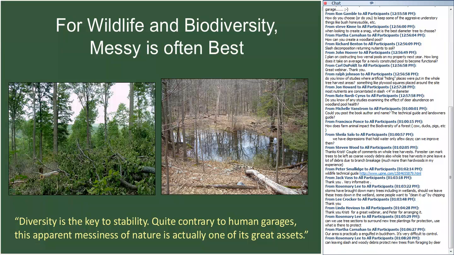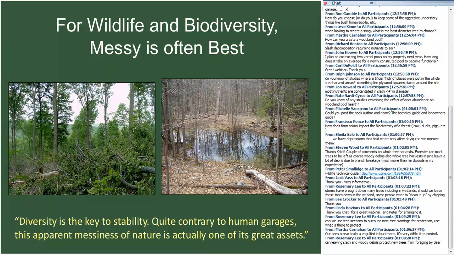All right, Rosemary asks, she mentions that storms have brought down many trees. Some are in wetlands, and should we leave those trees down in the wetlands? Some people want to clean it up by chipping. Rosemary, I guess my take on that would be, as long as it's not something that's going to impede water flow or cause a hazard, either leading to road flooding or something hazardous to people, I would say there's nothing wrong with leaving it, especially in wetlands.